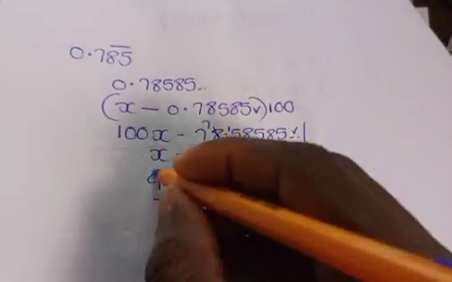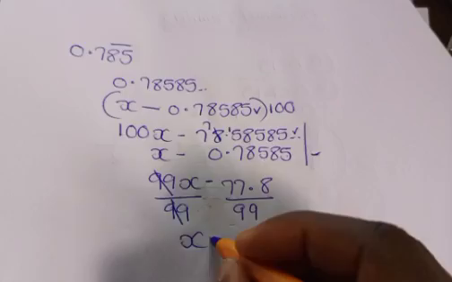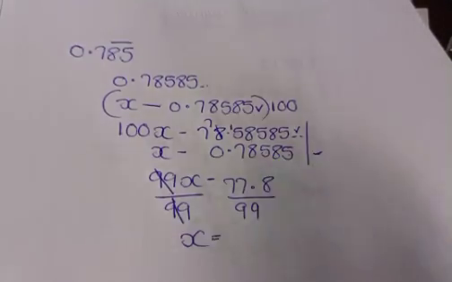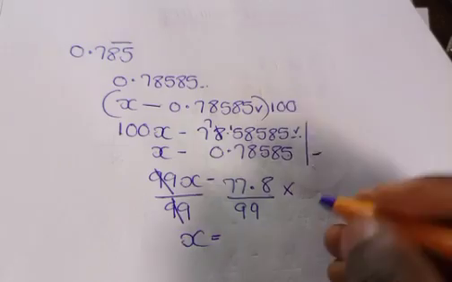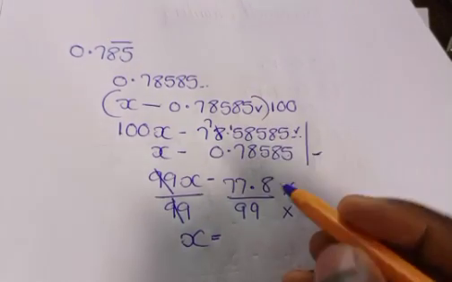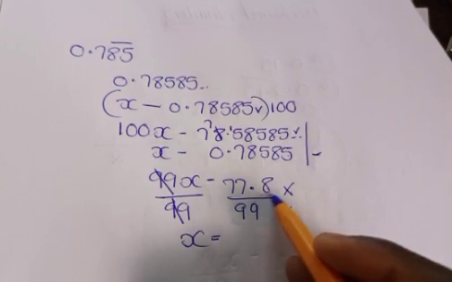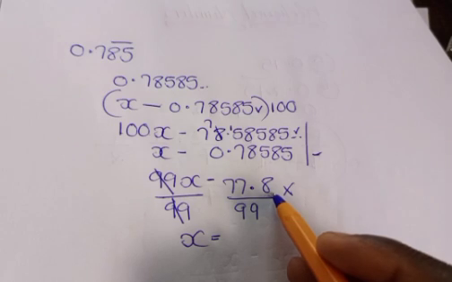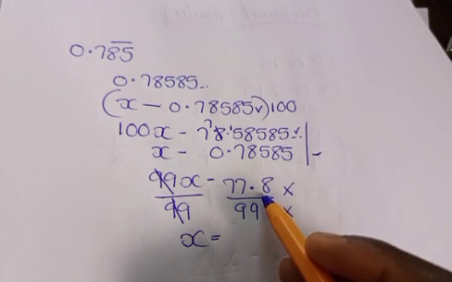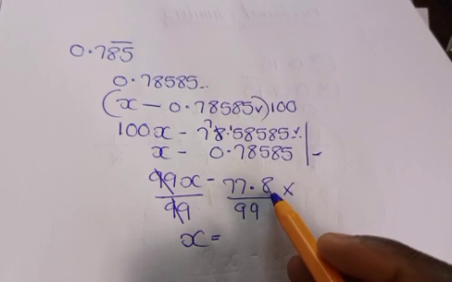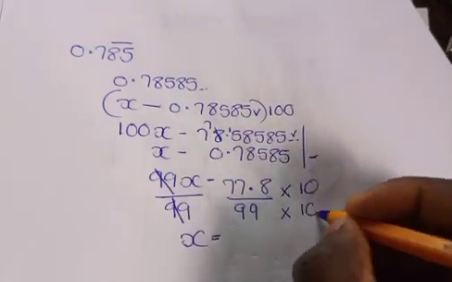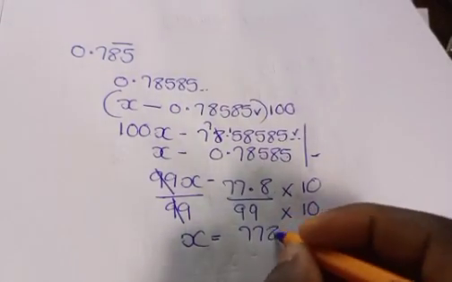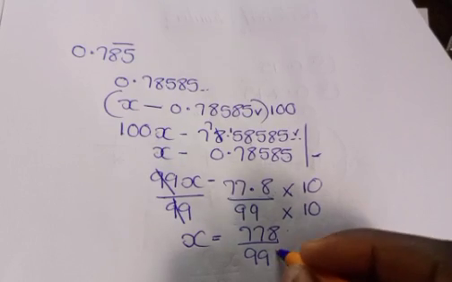Then from here you will divide both sides and you will have x, which is equal to, remember, if there is a decimal here, we'll multiply it with a number with only the number of decimals, which are this side. So if there is 8, it's 10. If there is 82, it's 100. So we'll multiply with 10 both sides. So we have 778 over 990.